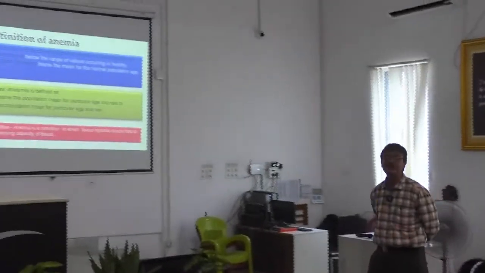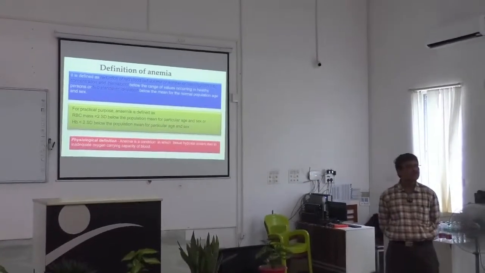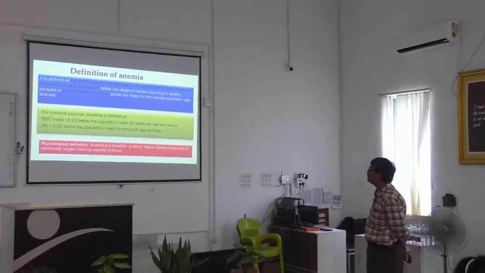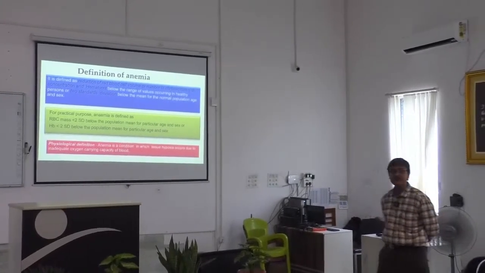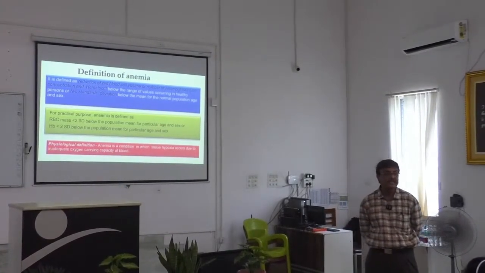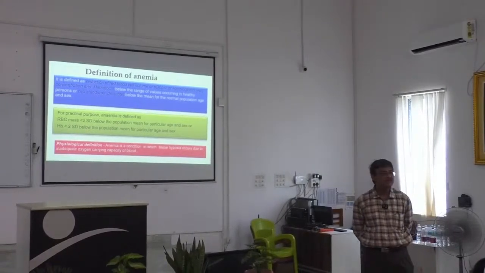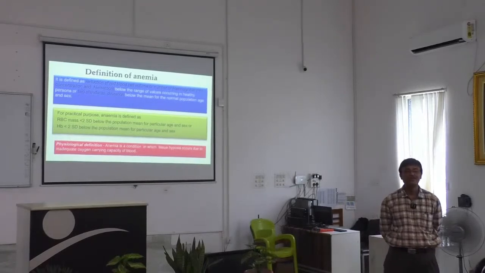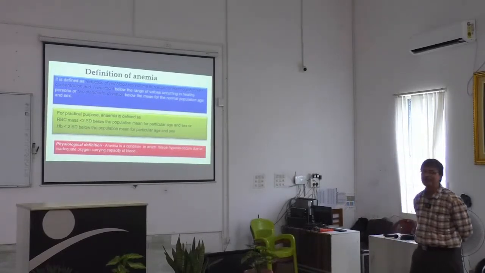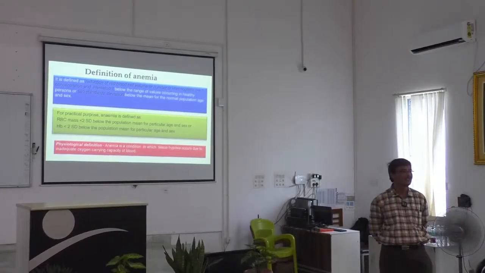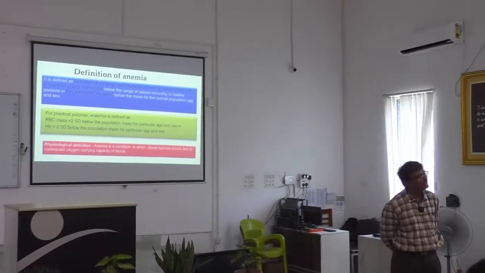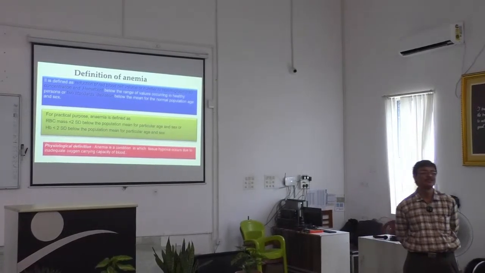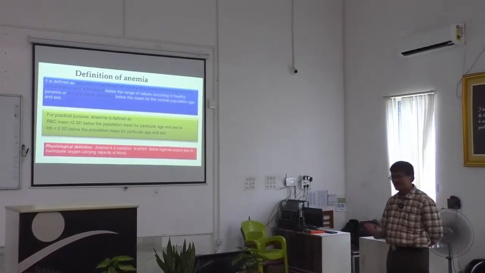For practical purpose, again RBC mass less than 2 standard deviation or hemoglobin concentration less than 2 standard deviation, both are coming same. What is physiological definition? I mean how body physiology reacts to anemia. Anemia leads to hypoxia. So any condition with reduced hemoglobin concentration or reduced RBC leading to hypoxia is anemia. This is physiological definition, right? Clear?